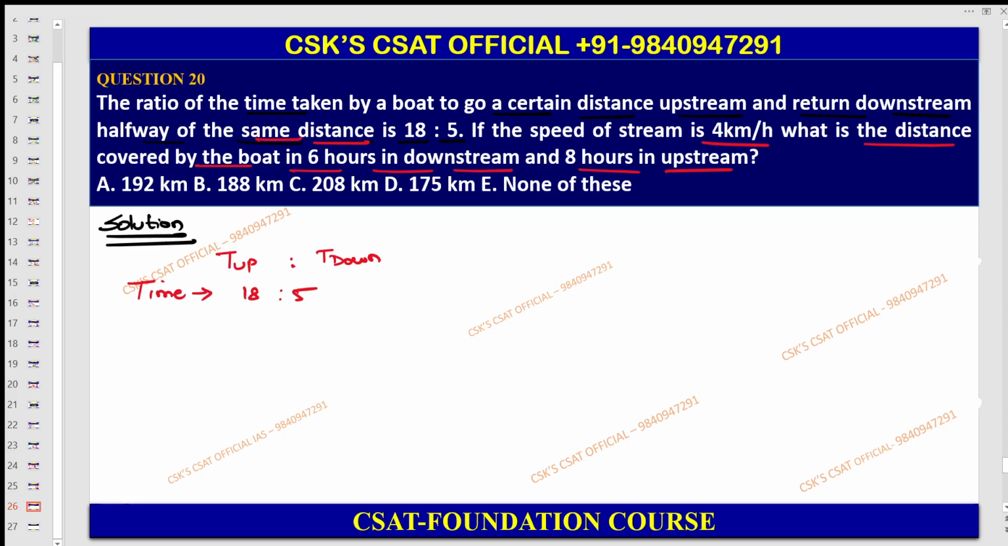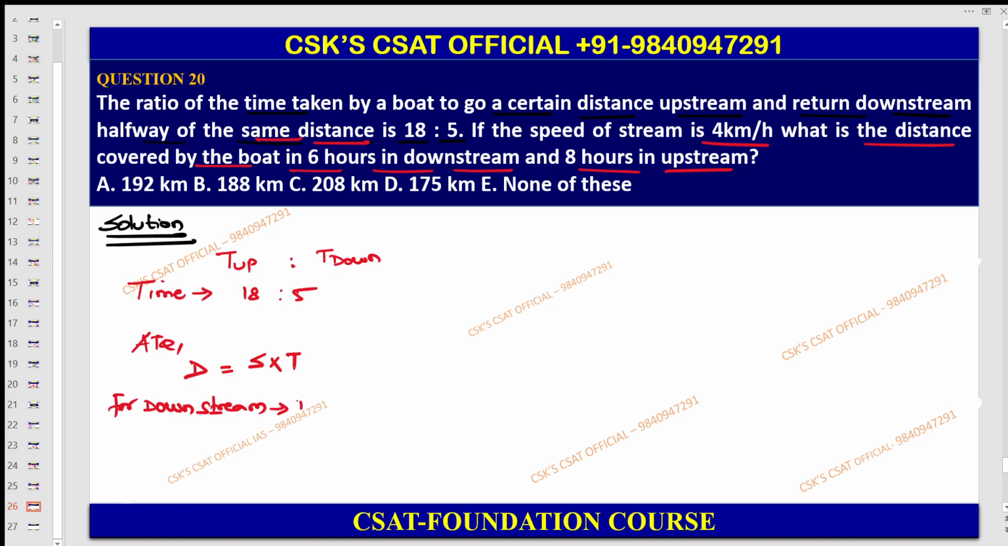So you have to be very careful. Now according to the question, let us take that distance d as the downstream distance. Distance is equal to what? Speed into time. Generally you can take distance is equal to speed into time. Now understand, the downstream distance is nothing but a half only.